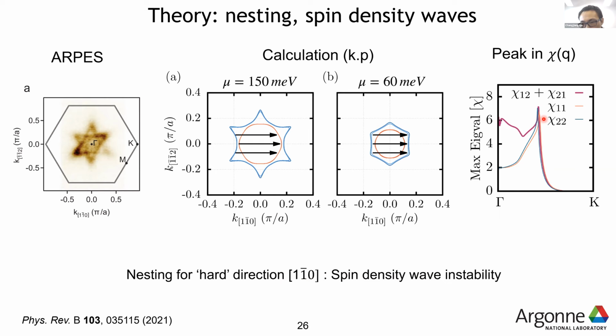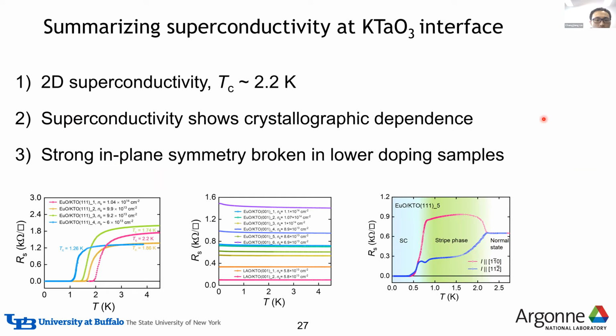So with that, I would like to summarize the results for the superconductivity at the KTO interface. We found that for this KTO system, the T_C of the superconductivity can be as high as 2.2 Kelvin. That is about one order of magnitude higher than the LAO/STO system. And we found that the superconductivity shows crystalline orientation dependence. Basically, the superconductivity is not observed along the 001 direction, but can only be observed along the 111 direction.